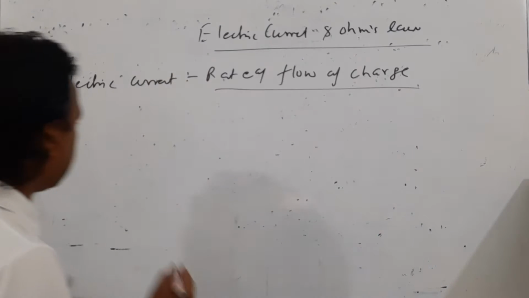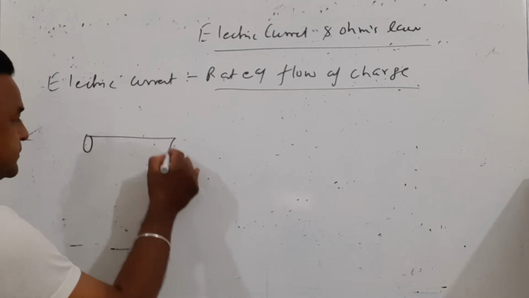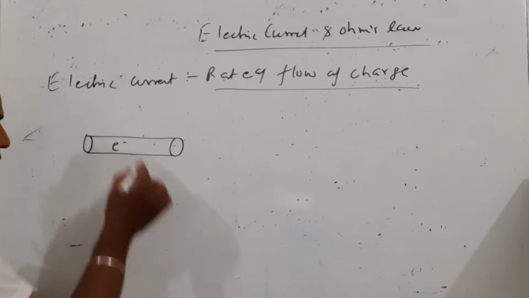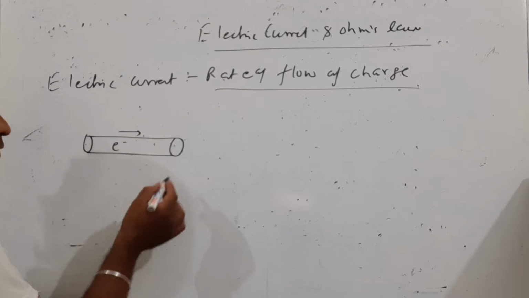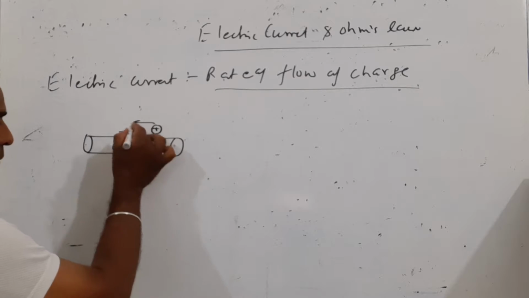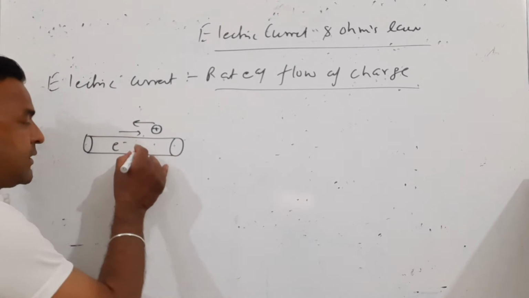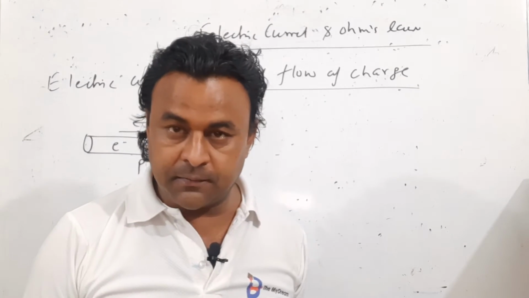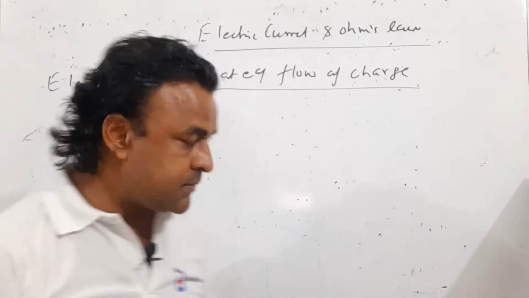Look, suppose we have a wire, right? Here electrons flow, fine. However, we assume that positive charge is flowing in the opposite direction. Still, at some point P, the amount of charge flowing per second is called current.